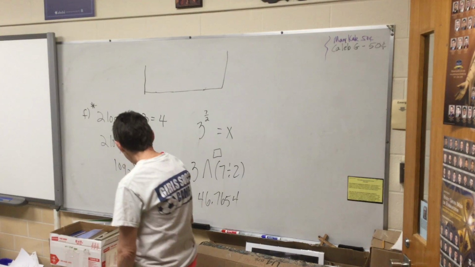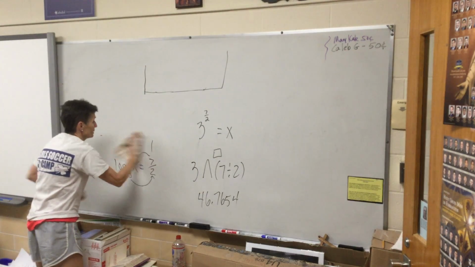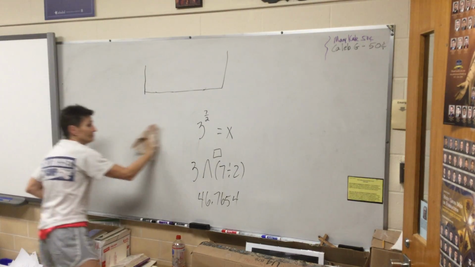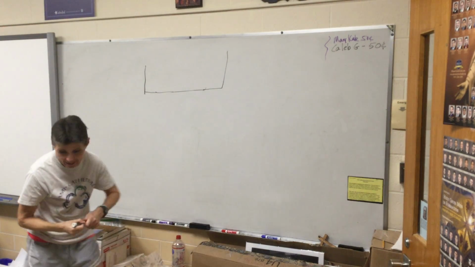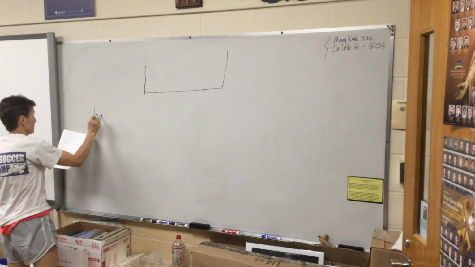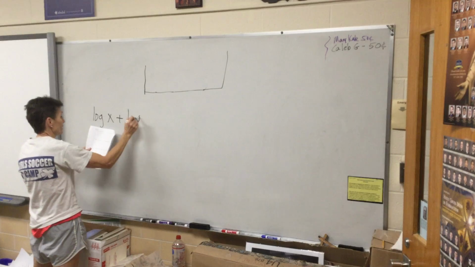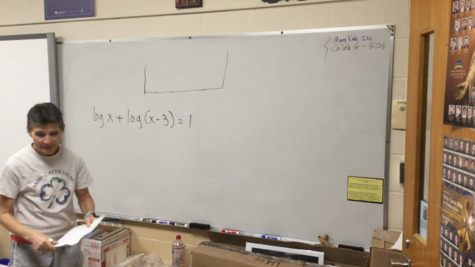All right. We're going to do one more problem, gang, and then I'll be done. This one looks a little bit different. It's problem B. Log x plus log x minus 3 equals 1. What's different about this one?